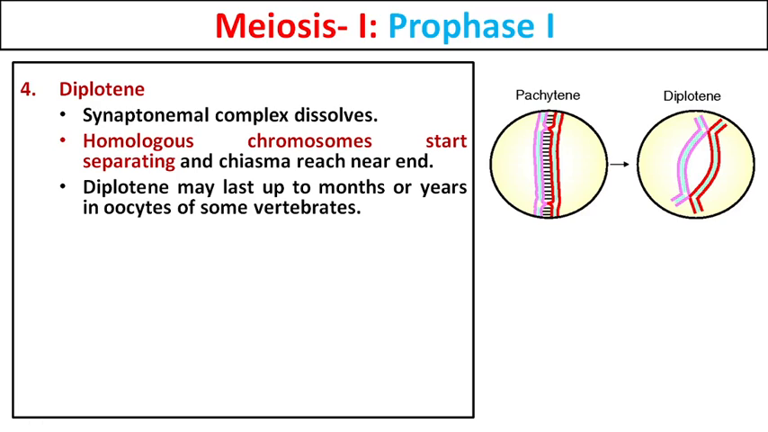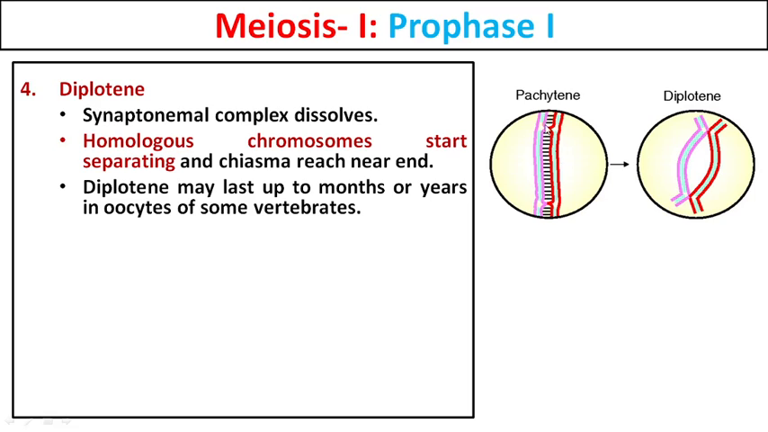Fine. So after pachytene comes diplotene, right? D is for diplotene. Diplotene is the phase where the synaptonemal complex dissolves. Remember that zipper in between the two chromosomes, that synaptonemal complex was there. Now, like a zipper, it will be broken down. This sewing will unravel.